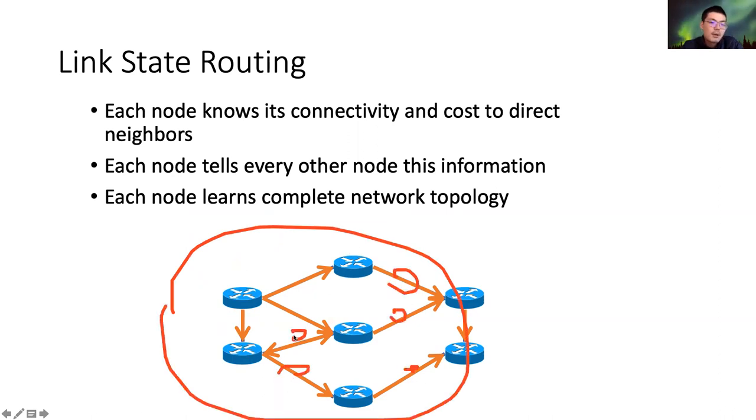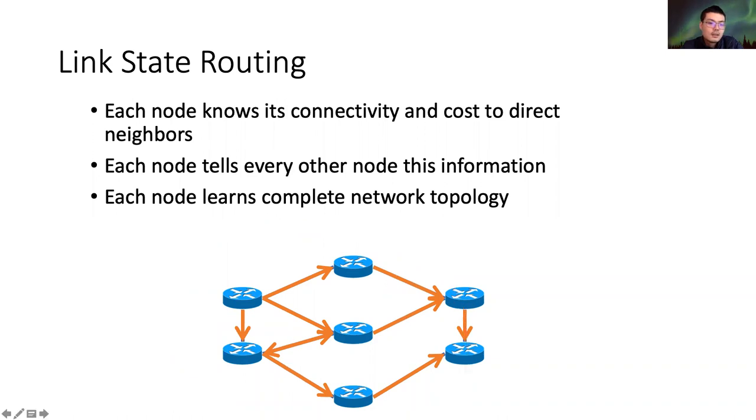This is quite different from our distance vector solution. If you look at the distance vector, you only know the destination and the next router. You don't know the entire topology, you don't know every edge. But in link state, everyone will probe the adjacent edge weights, the delay, and then tell everyone else about it.